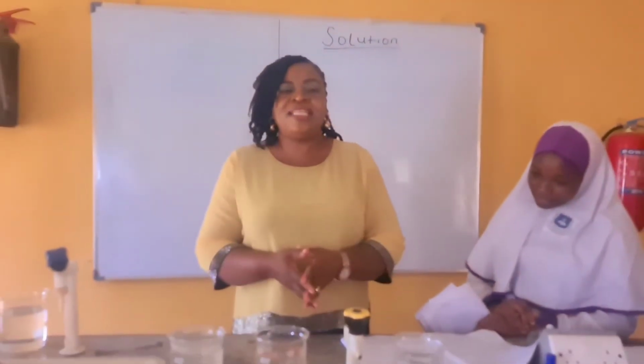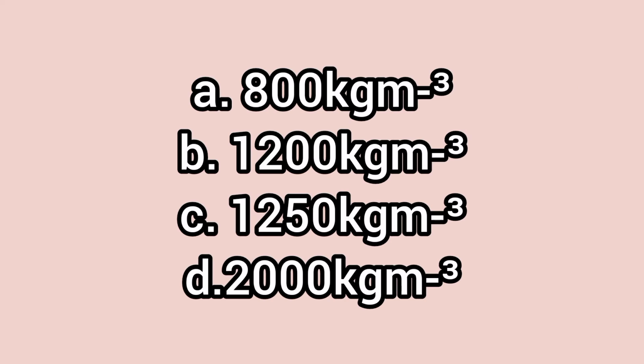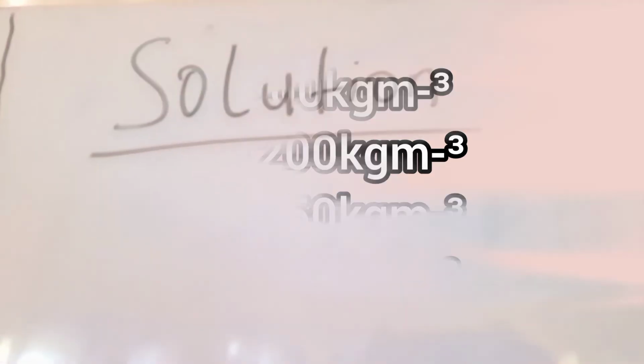It will actually decrease. A plastic sphere floats in water, density of 1,000 kilograms per cubic meter, with 0.5 of its volume submerged, and floats in oil with 0.4 of its volume submerged. The density of the oil is what? Option A, 800 kilograms per cubic meter. B, 1,200 kilograms per cubic meter. C, 1,250 kilograms per cubic meter. And D, 2,000 kilograms per cubic meter.